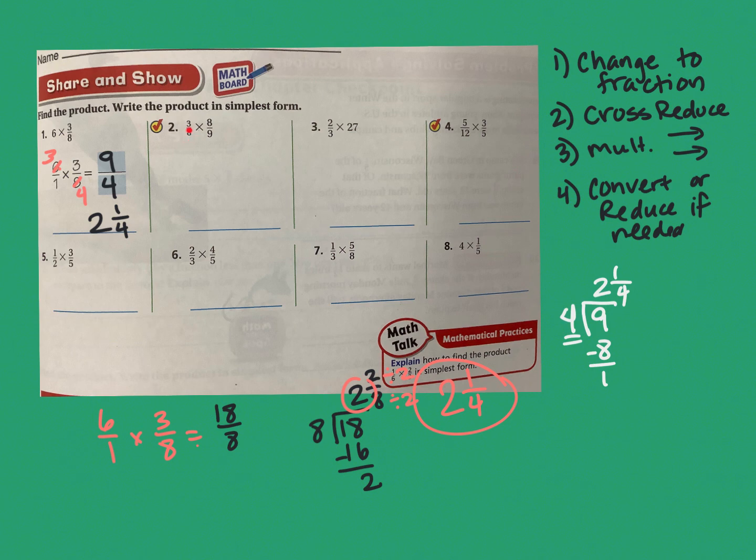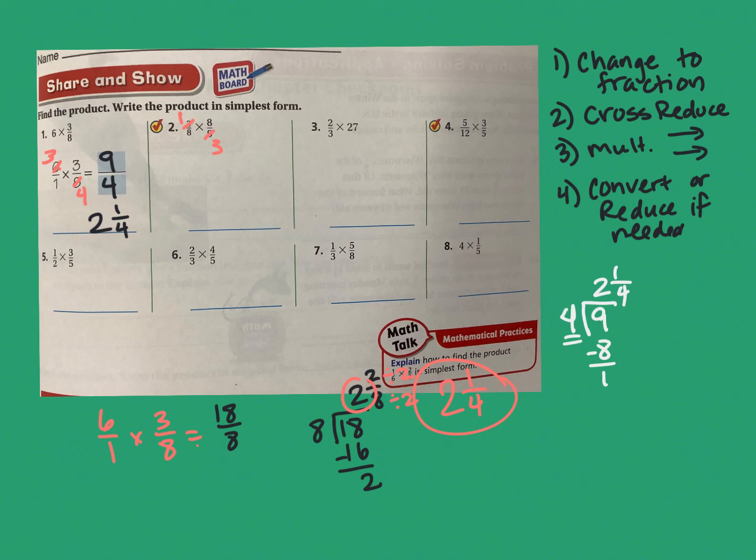We have 3/8 times 8/9. First, change them all to fractions. That's a fraction. That's a fraction. I'm in good shape. Check my crosses. 3 and 9. Is there a number that divides evenly into both 3 and 9? Yes, 3 does. 3 divides into 3 how many times? Once. And 3 divides into 9 how many times? 3 times.